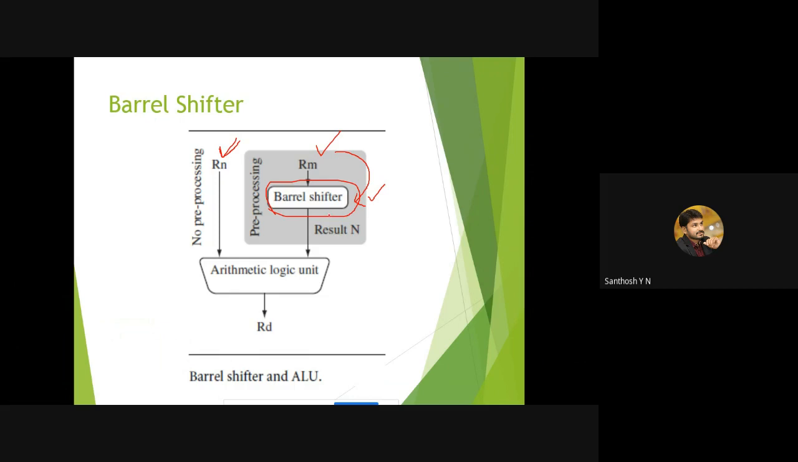If there is no shifting operation, then the barrel shifter will be idle, and whatever operand you want to move into the ALU will move directly. Finally, that operation will be performed by the ALU unit, and the result will be obtained directly in the destination register. So what is the main feature of this ARM processor? There is a barrel shifter in between whenever the operand is being passed to the arithmetic logic unit. We'll be discussing all these things a bit later on.